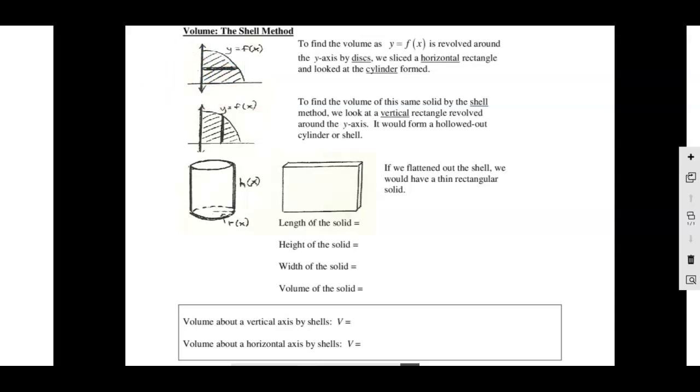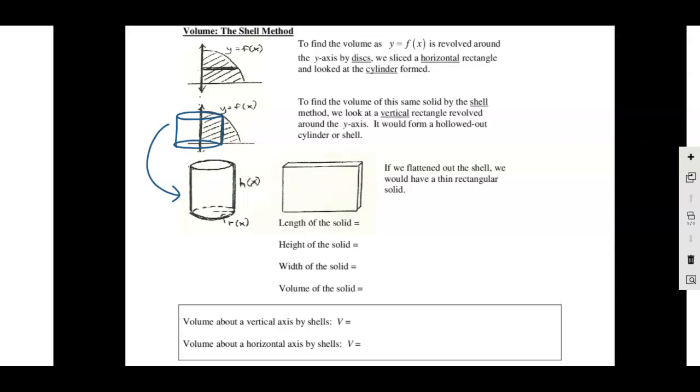But what happens if we have a parallel slice? What happens if my axis and my slice are actually in the same orientation? Well, what's going to happen is that top point's going to revolve around, that bottom point's going to revolve around, and instead of getting a solid circular disc or a washer with a hole, we're actually going to get this thing called a shell. And it looks like a cylinder.